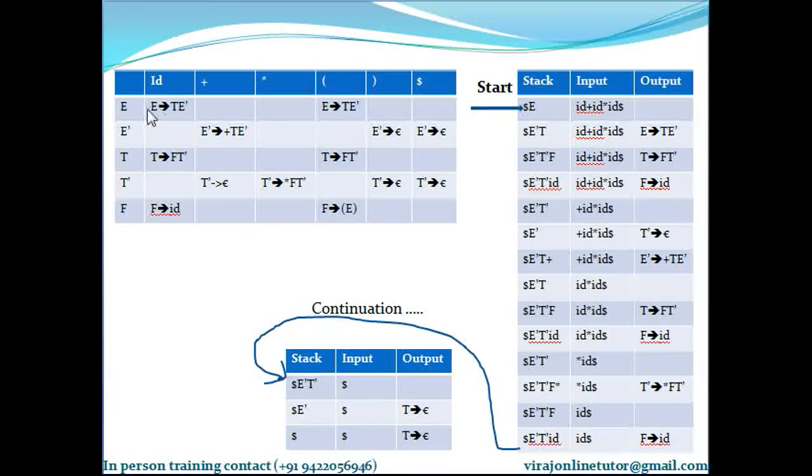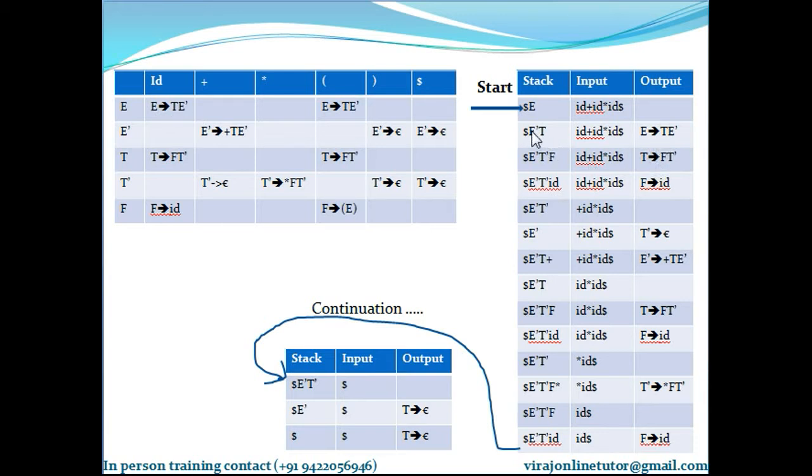That means for E comma id there is this production, right? So you have to replace E with the production's right hand side, but place it in the opposite order. That's why you place E dash T. So E dash T is placed on the stack. In the output I have used this particular production, that's why I am writing E gives T dash.